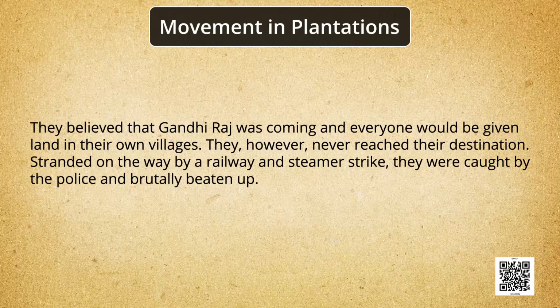They believed that Gandhi Raj was coming and everyone would be given land in their own village. They, however, never reached their destination. Stranded on the way by a railway and steamer strike, they were caught by the police and brutally beaten up. Now, Gandhiji decided to withdraw the non-cooperation movement as it was turning violent in many places.